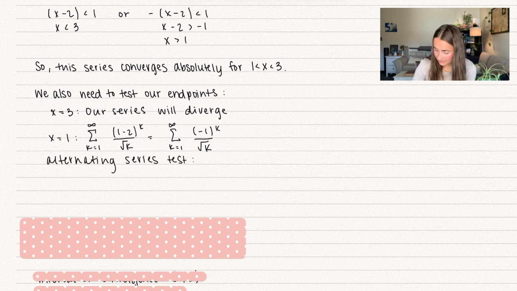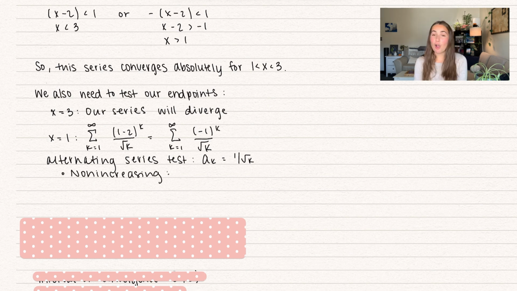Here we have our a sub k is equal to 1 over the square root of k for our alternating series. The first thing we want to check is whether this sequence is non-increasing, so it gets smaller and smaller each time. In our case, 1 over the square root of k is going to get smaller and smaller for every value you plug in, so we know it's non-increasing.